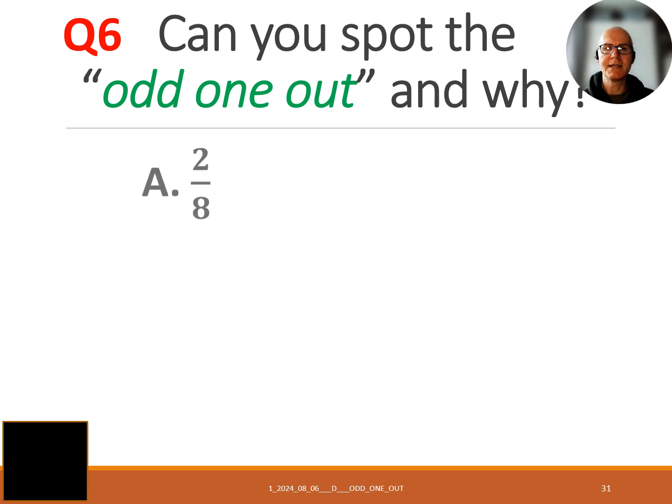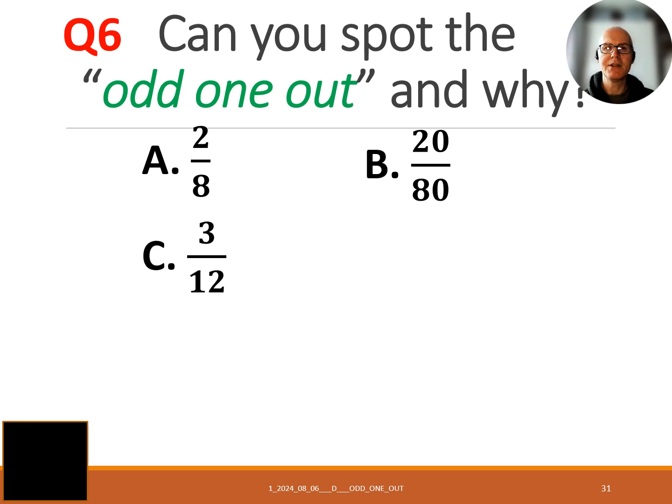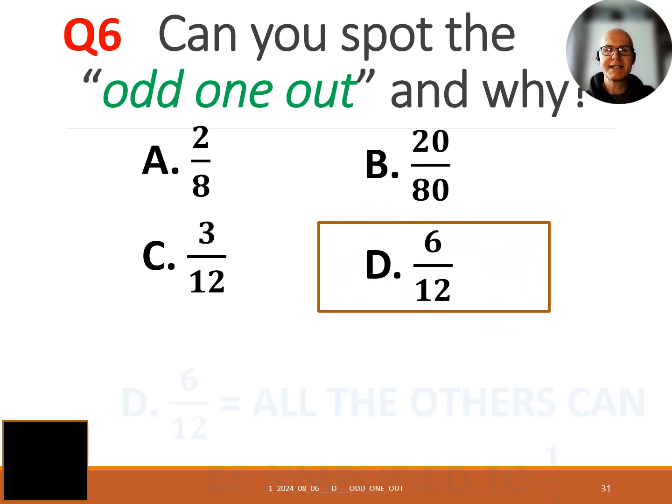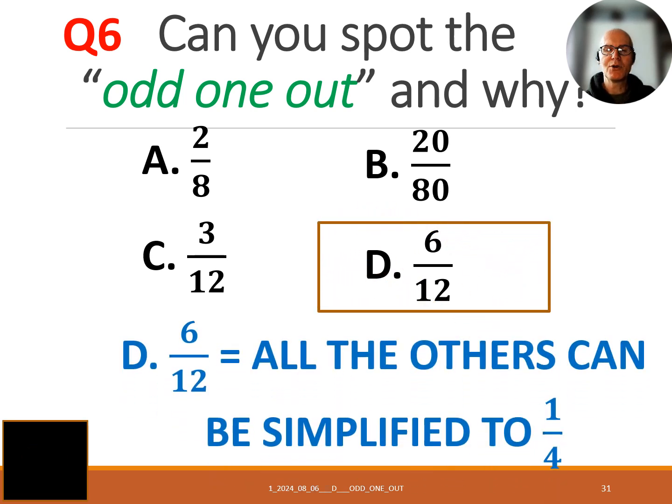Question 6. 2/8, 20/80, 3/12, and 6/12. What was the odd one out from these four fractions and why? It was 6/12, because the other three can be simplified down to 1/4, a quarter.